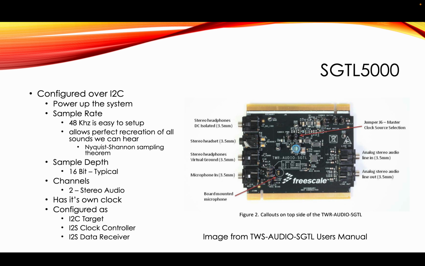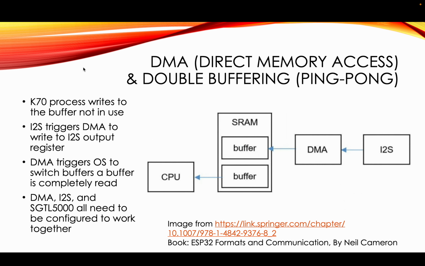So with all this configuration, it's an I2C target, is the I2S clock controller, and is the I2S data receiver. The controller and target over I2S are entirely independent of who the receiver and the transmitter is. You can read the specification, it's like 14 pages. It makes that very clear.